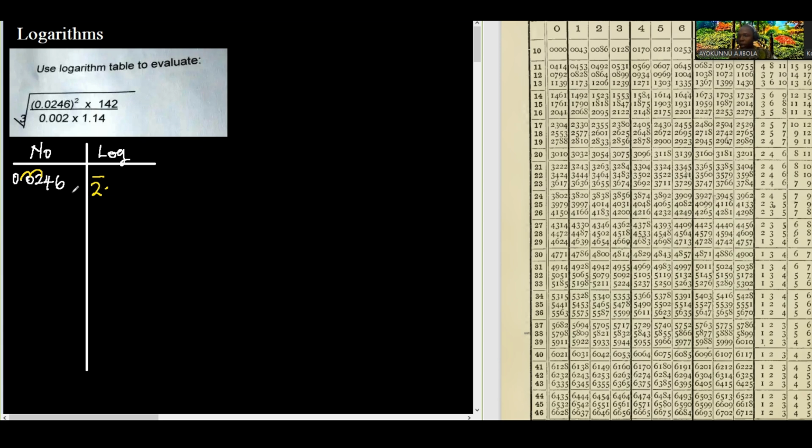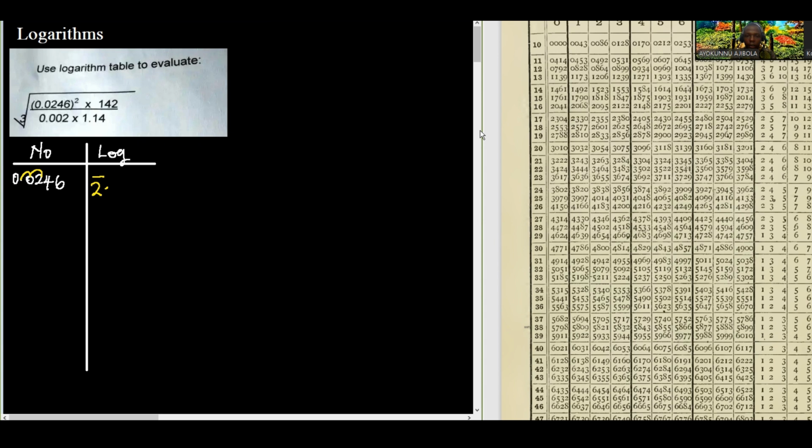Good. Then we're going to check logarithm 24 under 6 since those are just 3 digits. And this is the logarithm table. 24 under 6 is 3909. So I put 3909. Then the next thing is to cater for this square that is on top. That square means we are multiplying by 2, because to find the square here means to multiply the logarithm by 2.